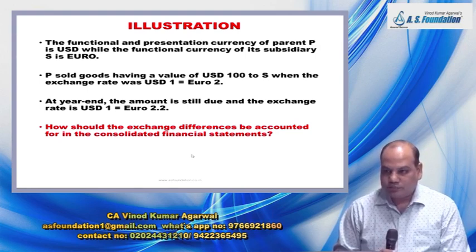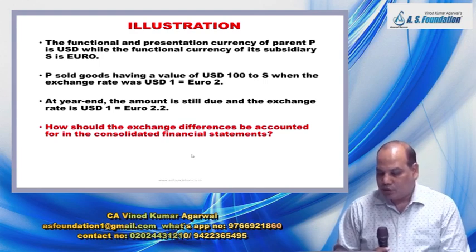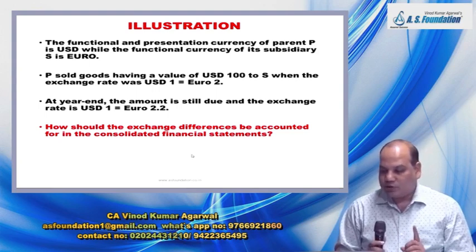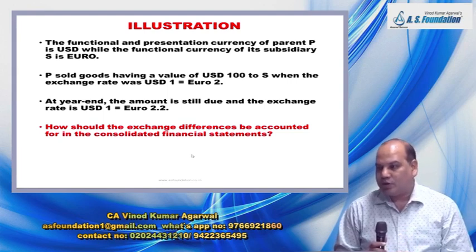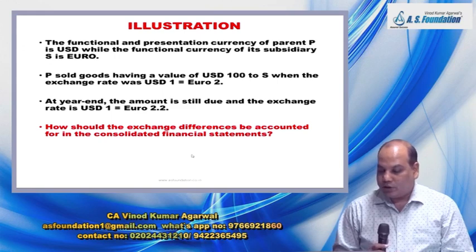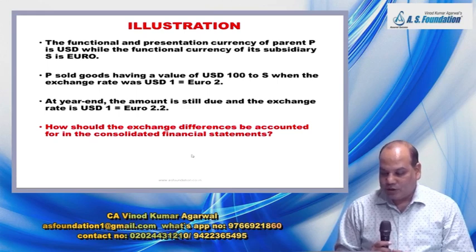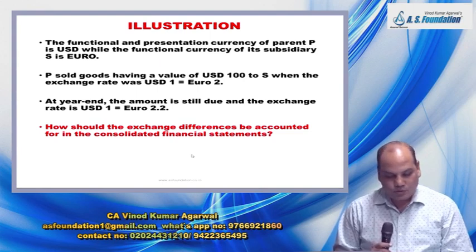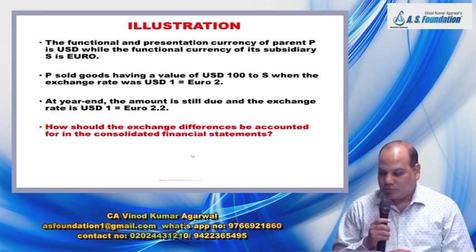P sold goods having a value of USD 100 to S, when the exchange rate was USD 1 equal to Euro 2. So when the sale was made, the rate was 1 USD equal to 2 euros. At the year end, the amount is still due and the exchange rate is 1 USD equal to 2.2 euro. How should the exchange difference be accounted for in the consolidated financial statement?